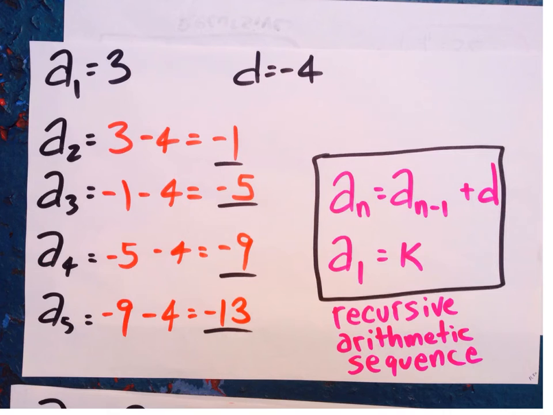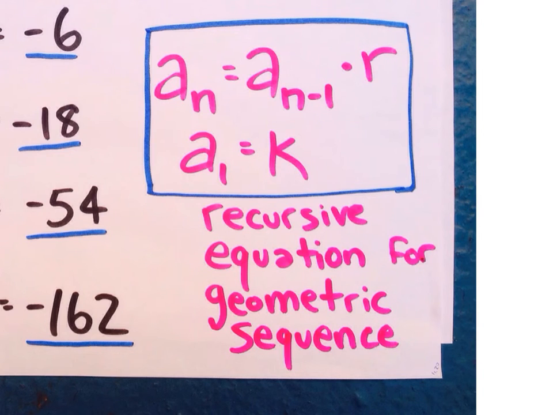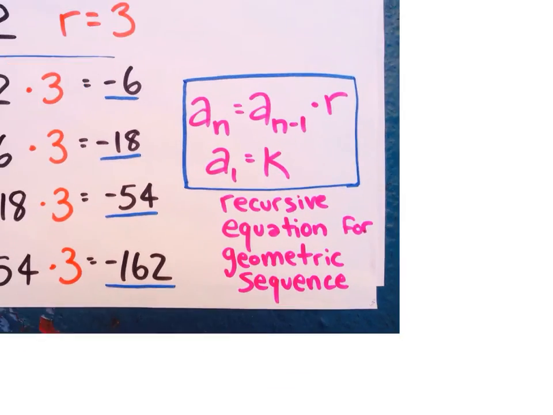So what does a geometric recursive sequence look like? Well, here is that formula. And instead of the addition of the difference, we're going to be multiplying by the ratio. Otherwise, it's pretty similar. What does this application look like?